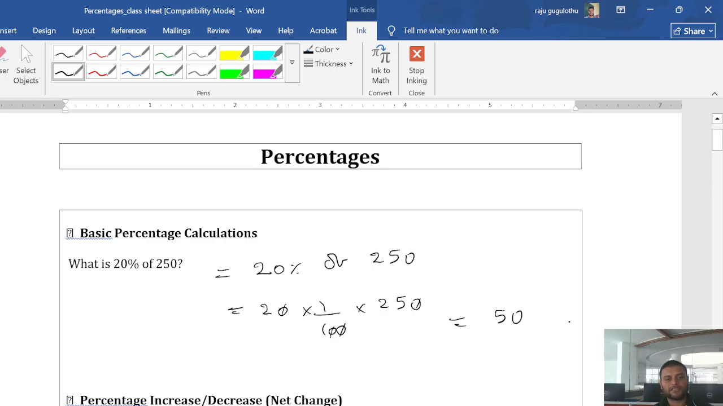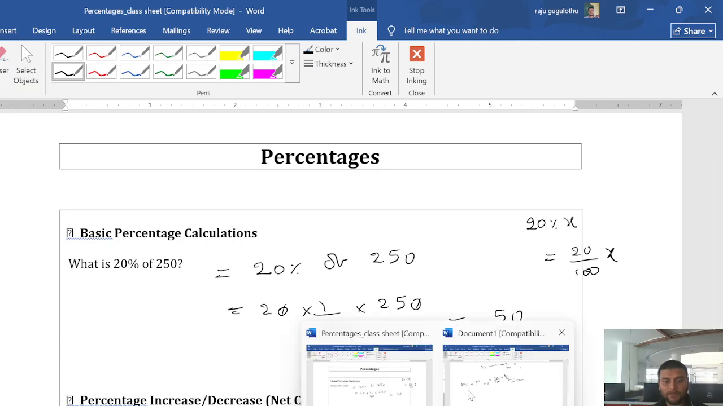So the first question answer is very simple, guys. To find any number's percentage, we simply write: let's say we want 20% of x. If we want 20% of x, we will be writing like this: 20% of x, which is 20 by 100 of x. And I would like to tell you one more very important point over here.